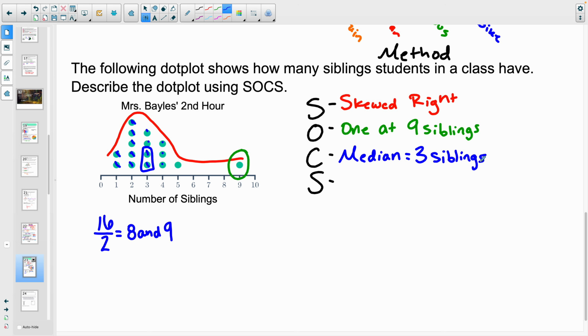Okay, and the last one, the one that you shouldn't ever overthink, is the spread. You simply need to tell me the smallest number in our data. Make sure you realize it's not 0, it's where the dots are. So it's at 1, that's our smallest, and our largest is at 9. So you say from 1 to 9 siblings. All right, that's how you describe data using SOCS.